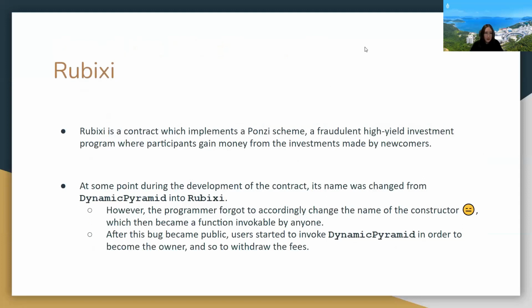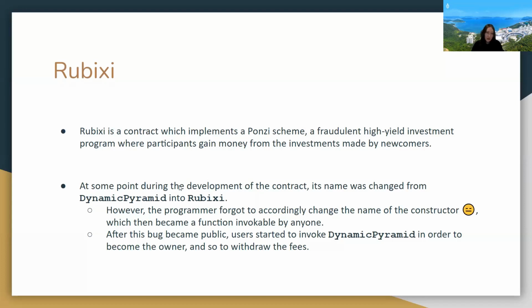And let's consider the next one, which is Pixie, I suppose. This is a contract which implements a Ponzi scheme, which is a fraudulent high-yield investment program where participants gain money from investments made by newcomers. The way the attack was performed is that during the development of the contract, its name was changed from dynamic pyramid to Pixie. However, the programmer forgot to change the name of the constructor. And then this function became invocable by anyone.